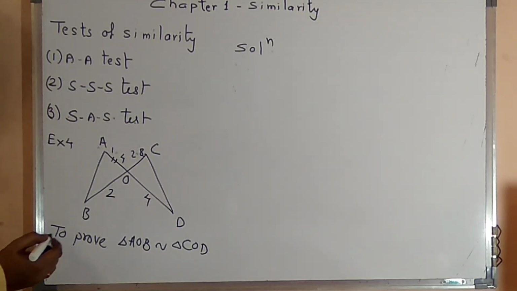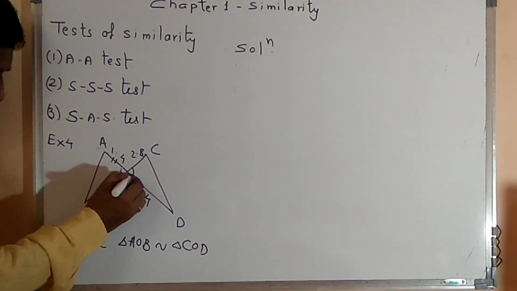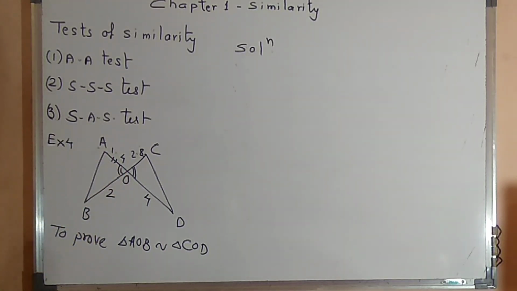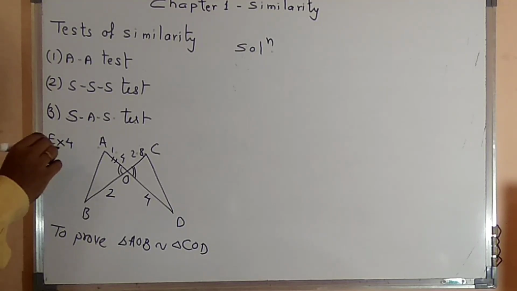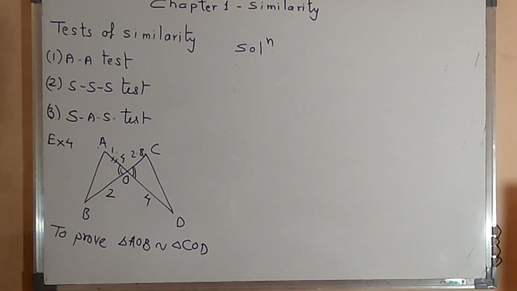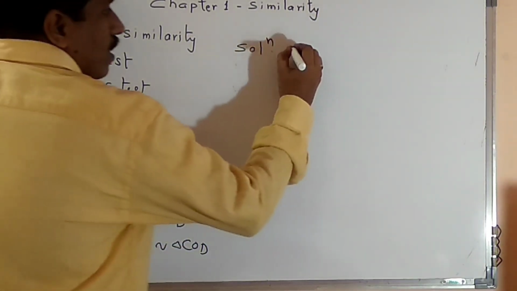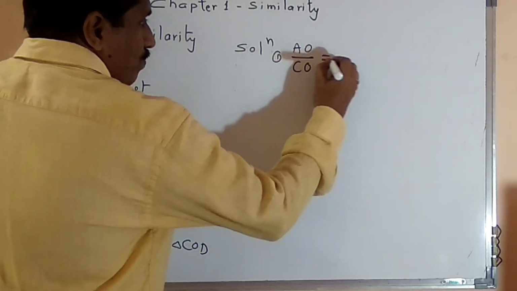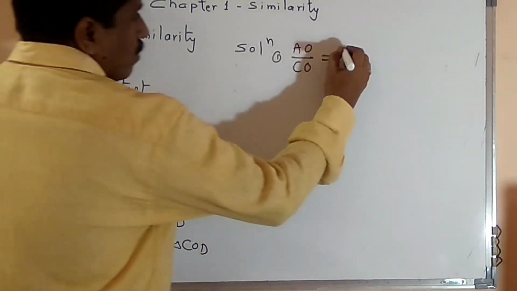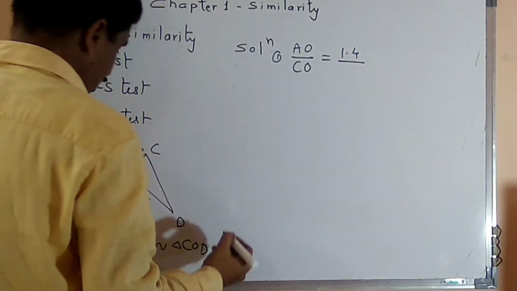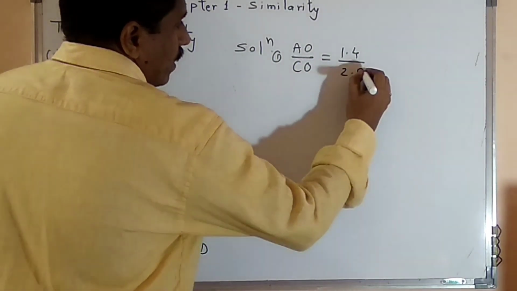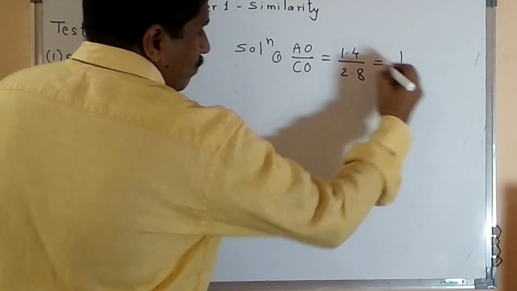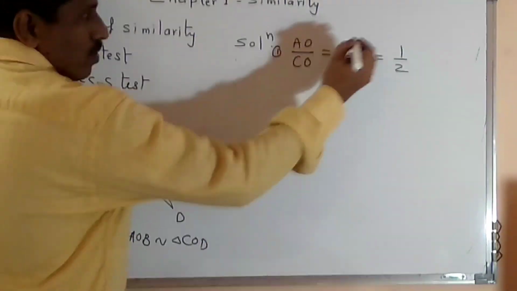What did I observe? These two are vertically opposite angles. So even if vertically opposite angles are always congruent. So first I will find out AO upon CO. What is the value of AO? Substituting 1.4. This is 2.8. If I simplify, value is 1 upon 2.